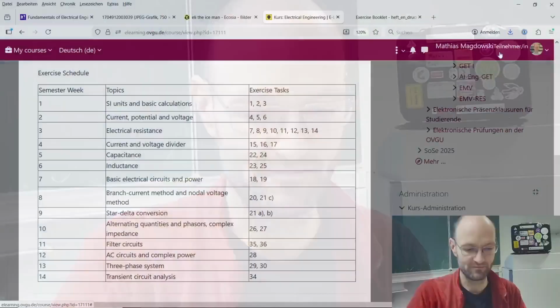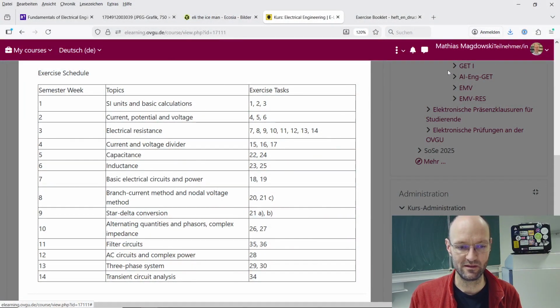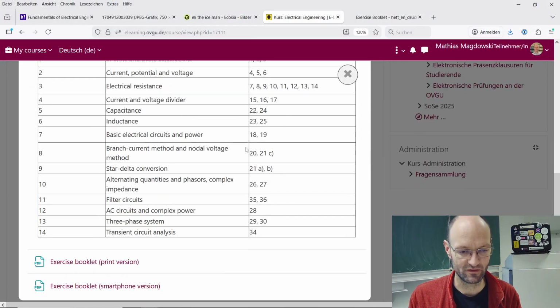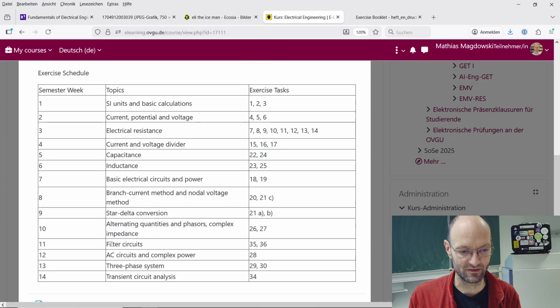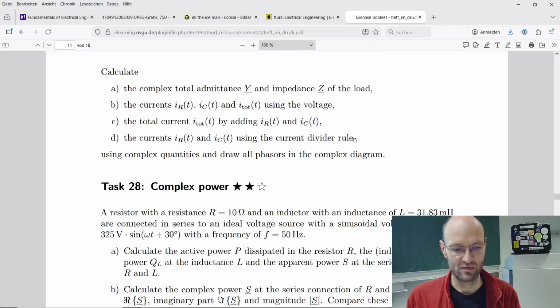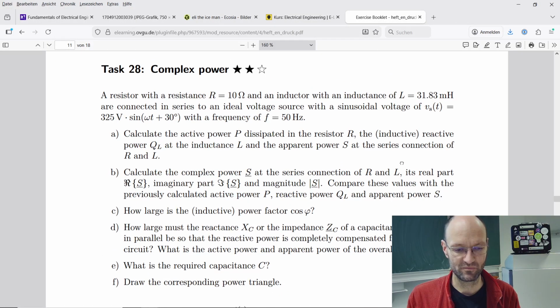Okay, then welcome back after the break. The idea for today's exercise session in the electrical engineering course is, if we take a look at our exercise schedule, we are somewhere here at AC circuits and complex power. So the idea is to take a look at this task 28 about complex power.